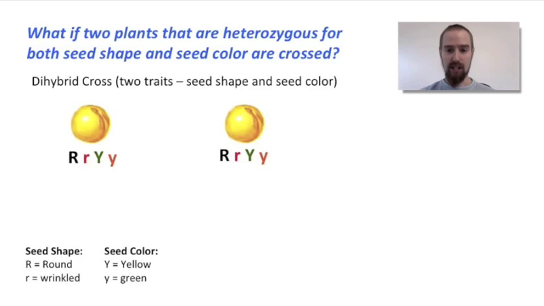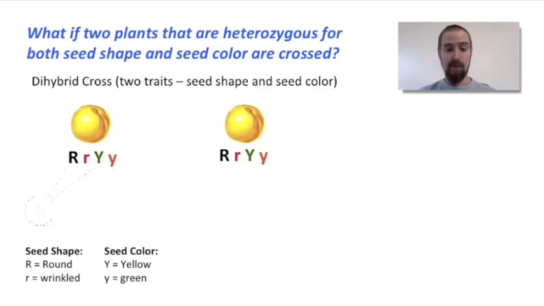Well, now here's where things get a little bit more interesting. This time, we're crossing 2 plants that both produce round yellow seeds, and each of these parent plants has the genotype big R, big Y, because each of these plants has 1 round allele and 1 wrinkled allele, as well as 1 yellow allele and 1 green allele in each cell.